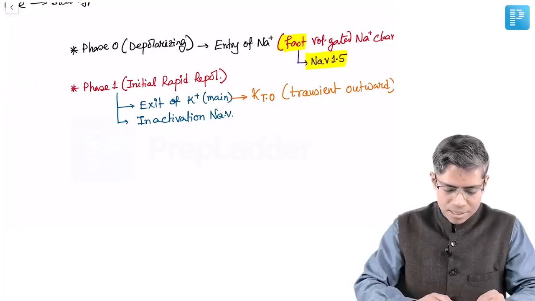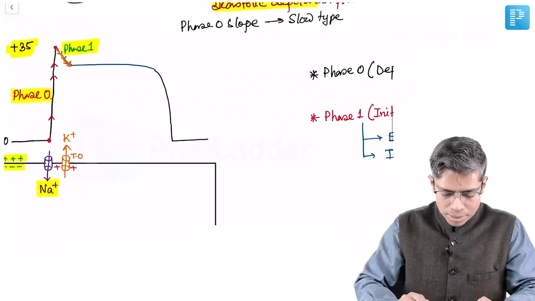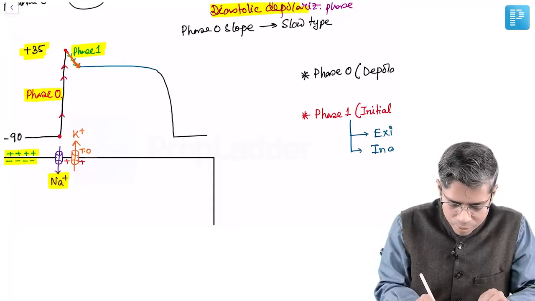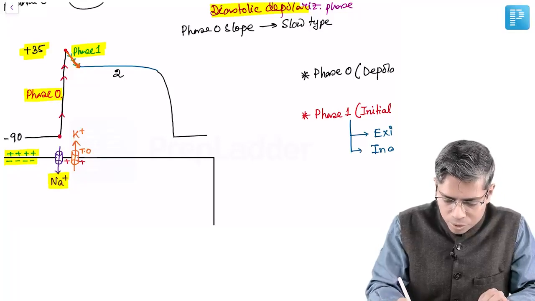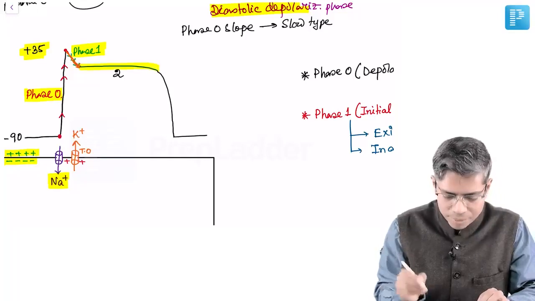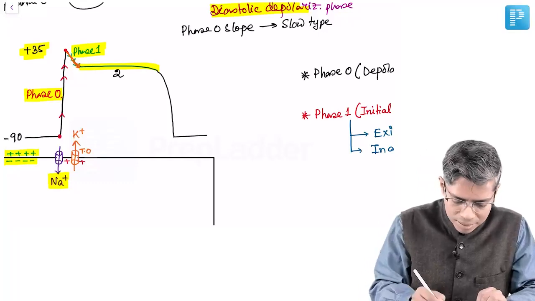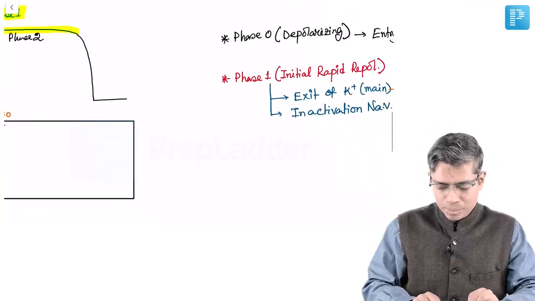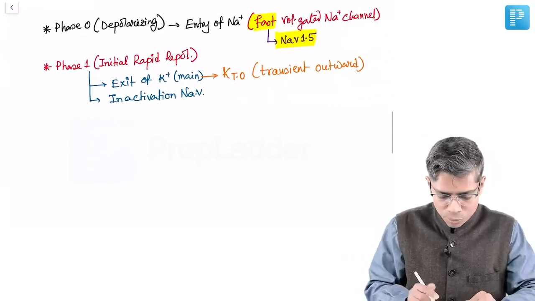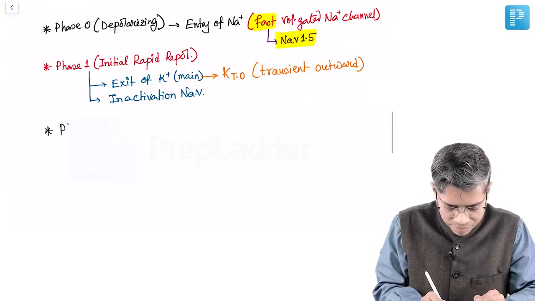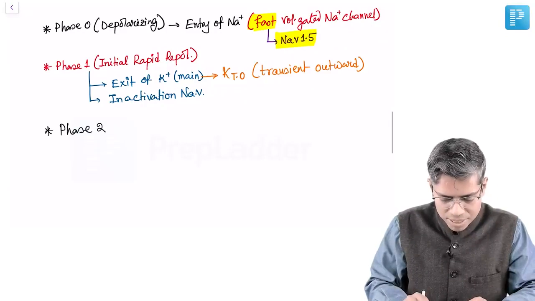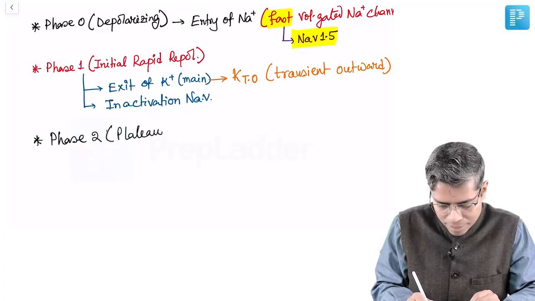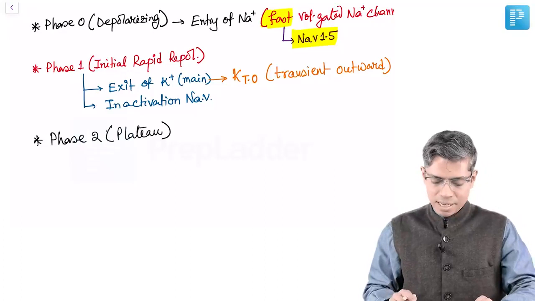Now the next phase is phase number 2. Next, there is a large part where the membrane voltage is almost stable. It is not changing much, and this is known as phase number 2 of the myocardium action potential, which is also known as the plateau phase. So I'm writing here phase number 2, the plateau phase of the myocardium action potential, right?